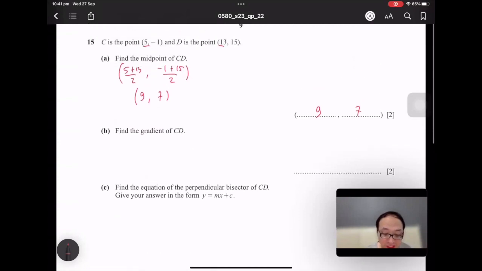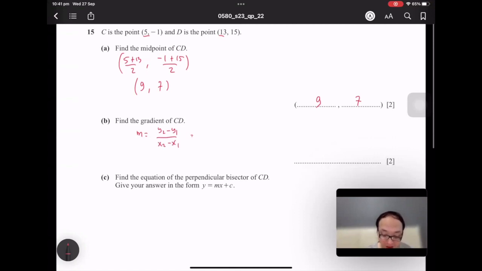Find the gradient of CD. The gradient is (y2 minus y1) over (x2 minus x1). So y2 is this 15 minus -1, and then 13 minus 5. So 16 over 8, which equals 2.